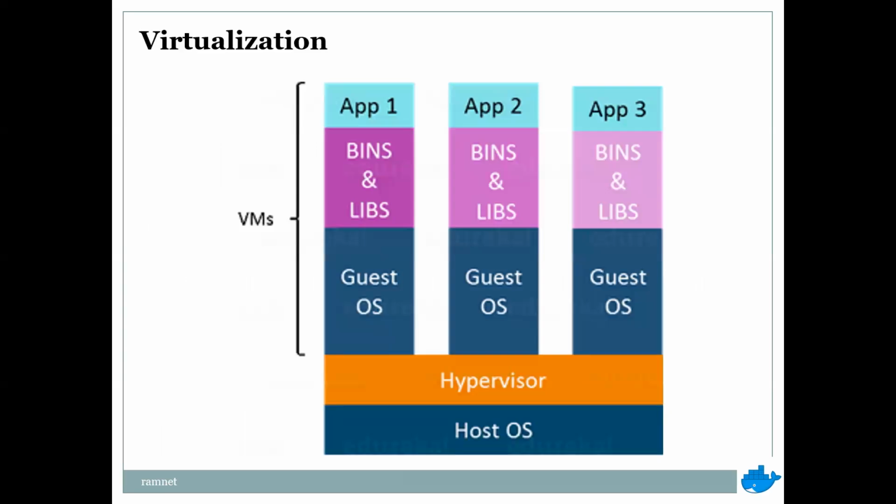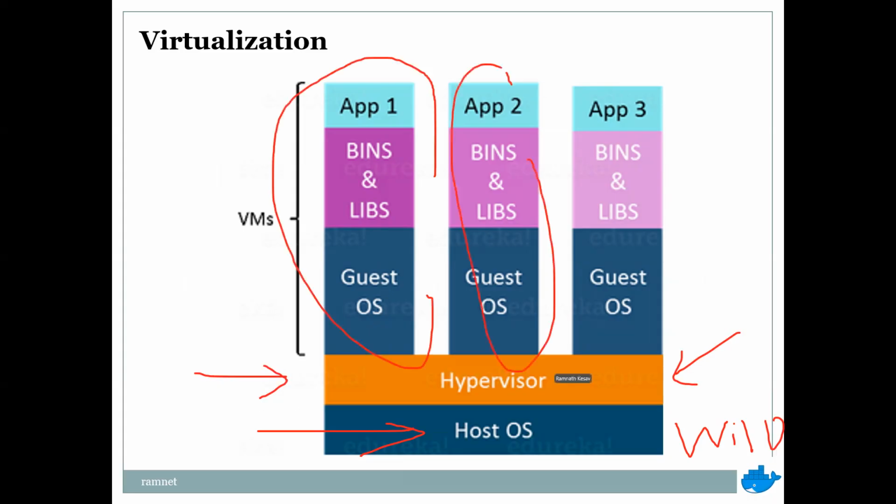This is how it works. Here you see the host OS. This is your Windows 10, you can take it as. It's running with a hypervisor, that is your VMware Workstation. These are all the VMs: VM1, VM2, VM3. On top of the guest OS, the binaries and library files are running, and on top of them the application is running. The same way for here, and for here.